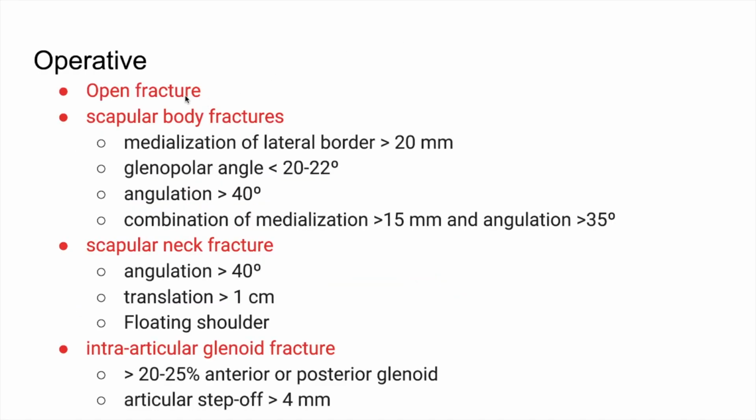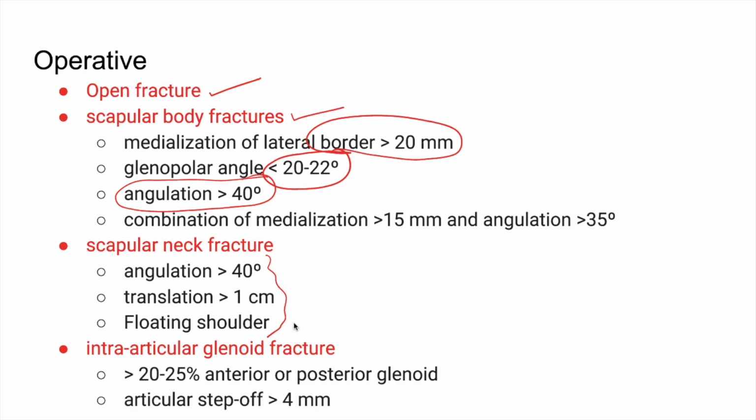What are the operative indications? One, of course, open fractures, as in any other fracture. Scapular body fractures where there is medialization of the lateral border by more than 2 centimeters, or a glenopolar angle of less than 20 degrees. We have discussed all this, and with pictures. Angulation in the Y scapular view of more than 40 degrees, right? And in a scapular neck fracture, the same things: more than 40 degrees of angulation, more than 1 centimeter of translation, and floating shoulder, where there are 2 or more injuries, you have to fix them.